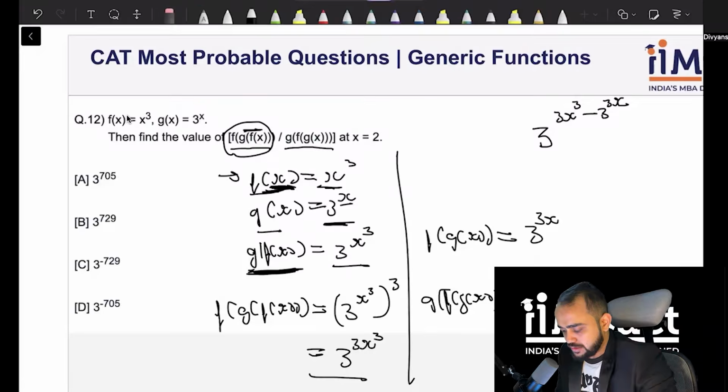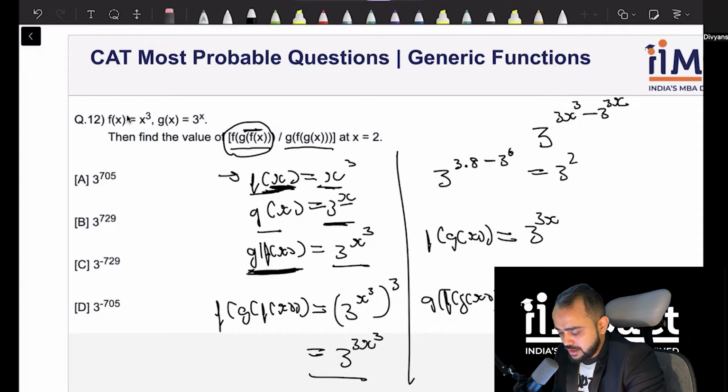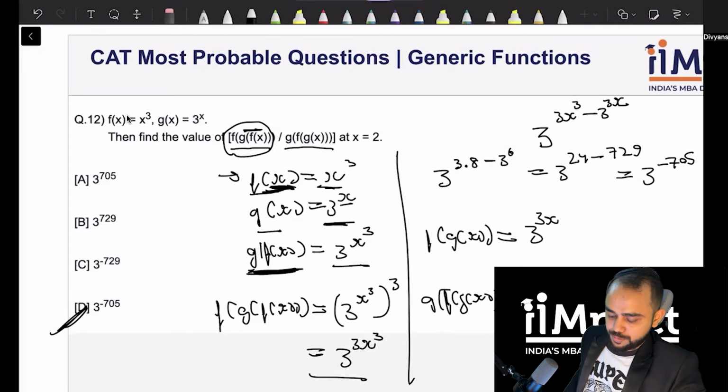Now we can put x is equal to 2. So I'll get 3 into 3 raised to the power 2 cube, that is 8, minus 3 to the power 3 into 2, that is 3 to the power 6, which is 3 to the power 24 minus 729, which is 3 to the power minus 705. So my answer will be option number D.